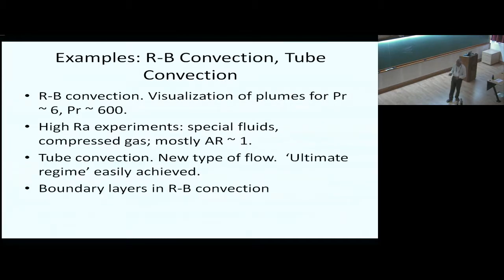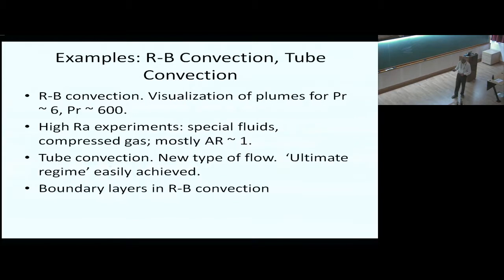Both are in water, one using heat, where the Prandtl number is around 6, and the other using salt to create the density difference, in which case the Prandtl number or the Schmidt number is of the order of 600. And like Stevens mentioned, of course, a lot of high Rayleigh number experiments have been going on using very special fluids like superfluid helium and compressed gas. And to get high Rayleigh numbers, most of the experiments are confined to aspect ratio equal to 1.